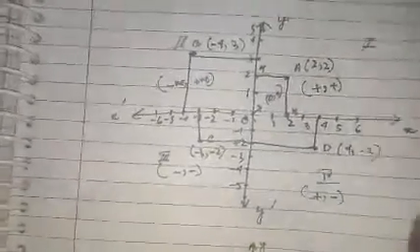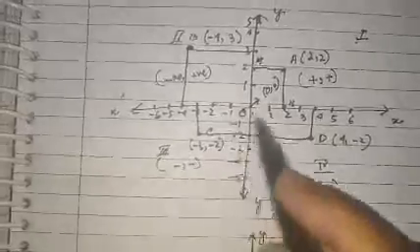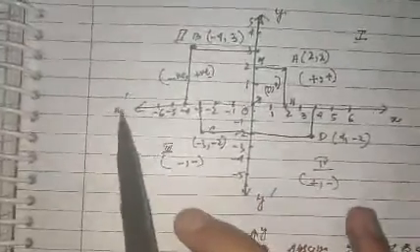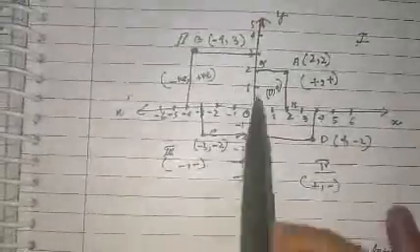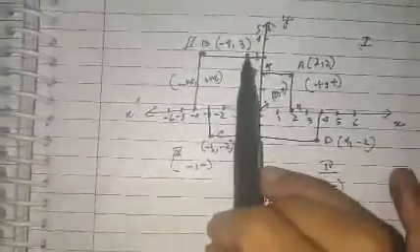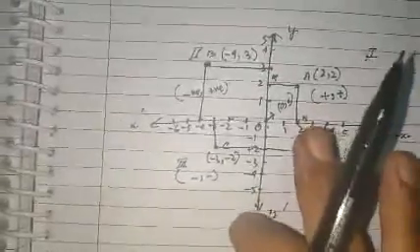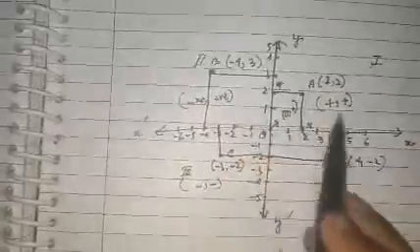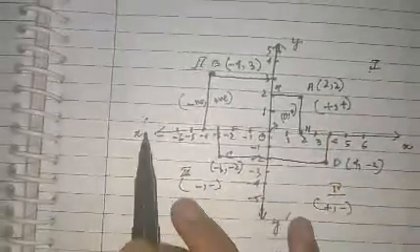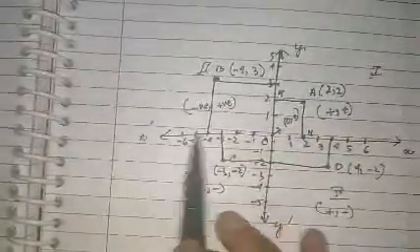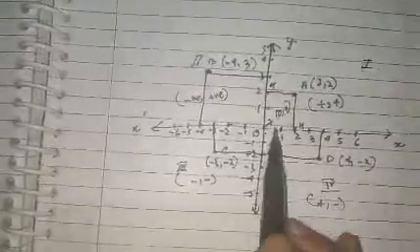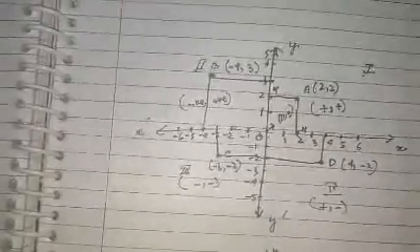Now we recap the above diagram. Cartesian axes x prime ox and y prime oy divide the plane into 4 parts. The parts are called the quadrants. First quadrant, XOY plane, is called the first quadrant. X prime OY is called the second quadrant. X prime Y prime is called the third quadrant. XY prime is called the fourth quadrant.